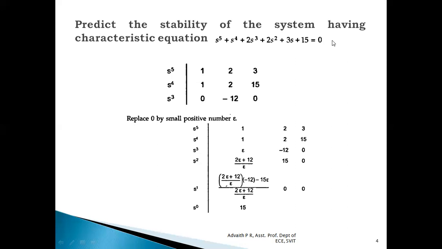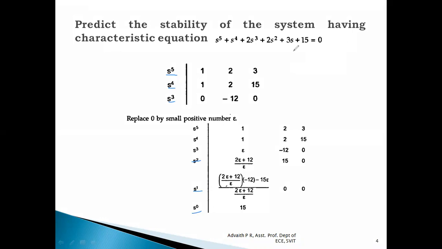Whenever a characteristic equation is given to us, we have to identify the highest power of s. In this case, it is 5. So write down s to the power of 5, s to the power of 4, s cube, s to the power of 2, s to the power of 1, s to the power of 0. Next, we have to start filling the Routh array.